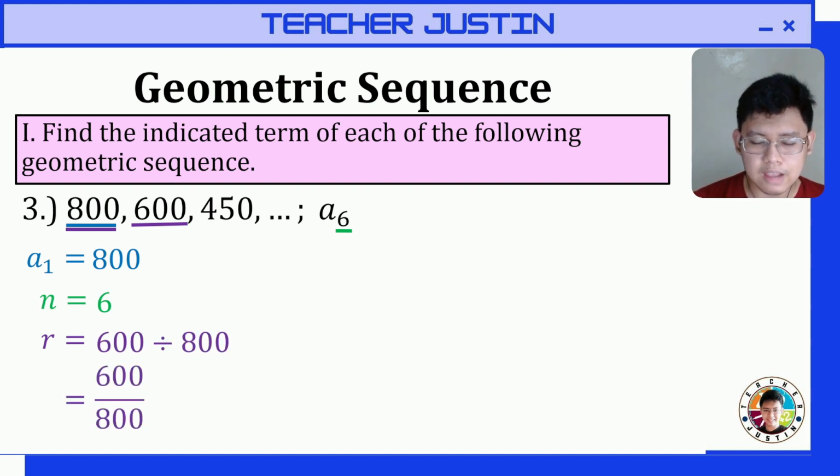So, we can write it in a fraction and we can simplify it. So, they're both divisible by 200. That will give us 3 over 4. So, our common ratio is 3 over 4.